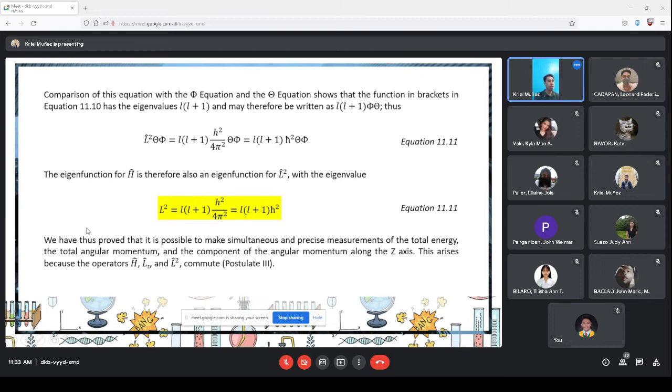So we have thus proved that it is possible to make simultaneous and precise measurements of the total energy, the total angular momentum, and the component of the angular momentum along the z-axis. This arises because the operators H hat, L sub z hat, and L squared hat commute, according to postulate number 3.